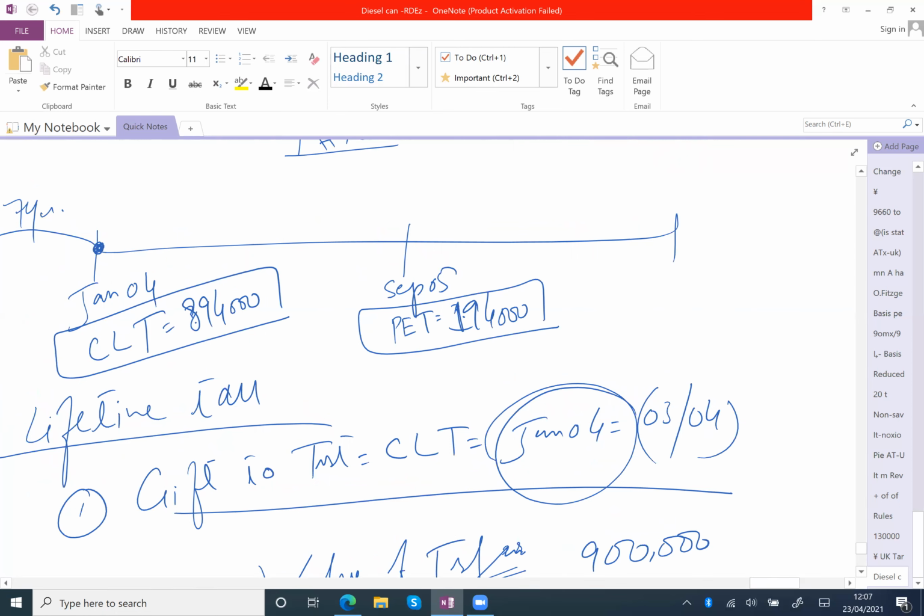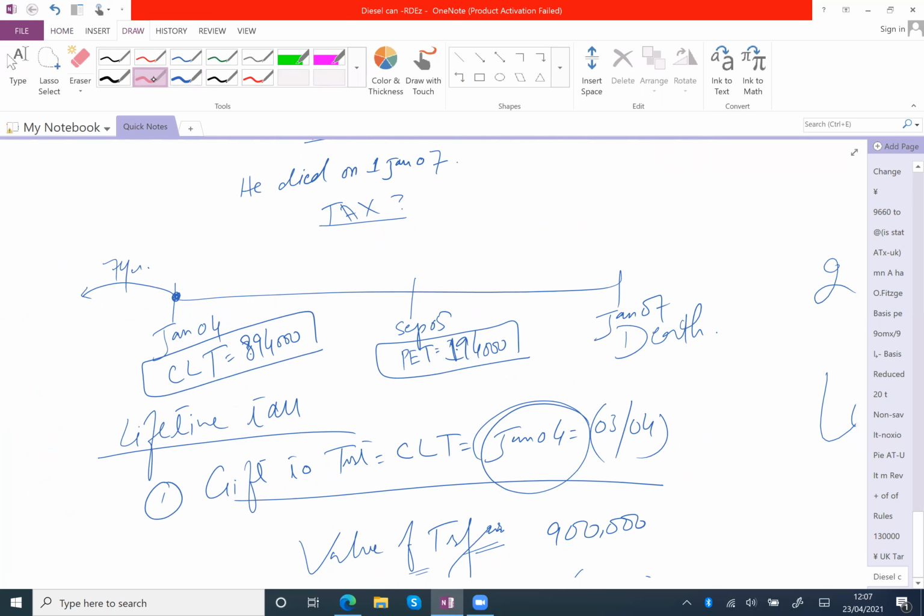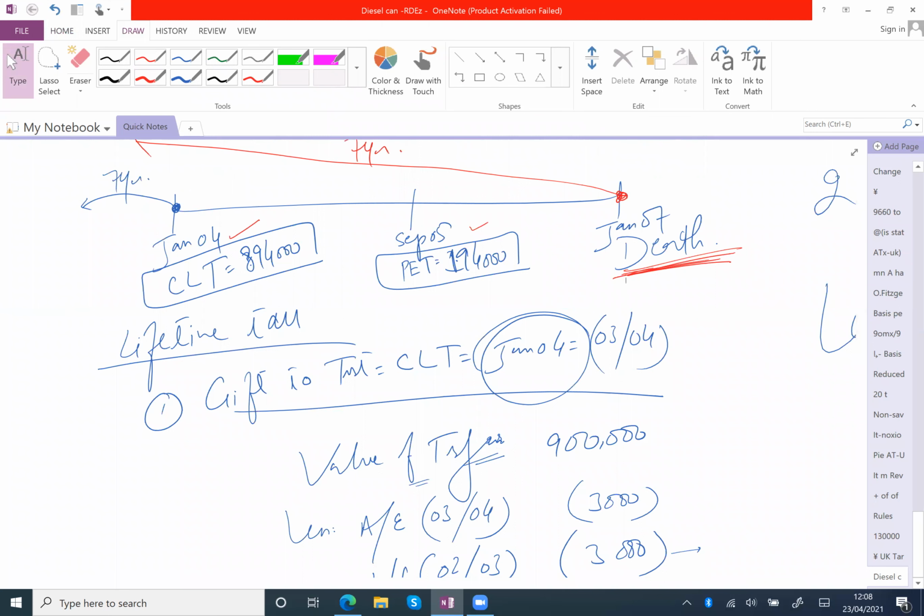So, you have to mention the death date on the timeline. And the death date is January 07. When one person has died, on the death date, you have to go back from the death date last 7 years and see which PET and CLT are within 7 years of the death. So I can see both 2004 and 2005 are within 7 years of this death date. It means on both PET and CLT, you have to pay the death tax. In this question, both PET and CLT are within 7 years of death. That's why we have to pay death tax on both gifts.